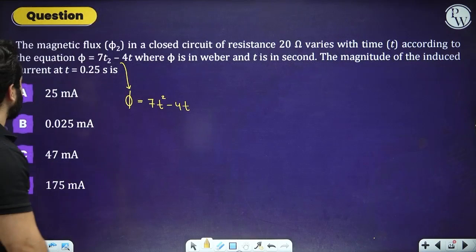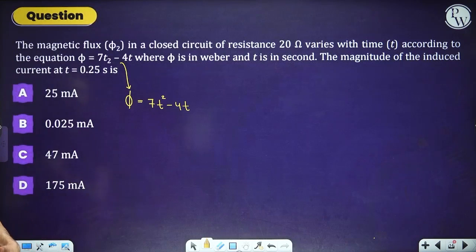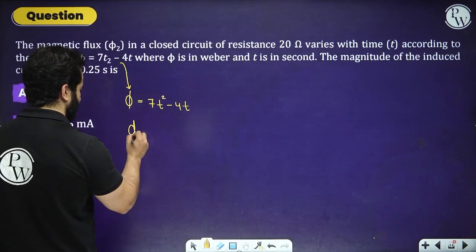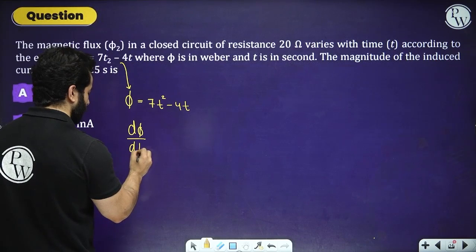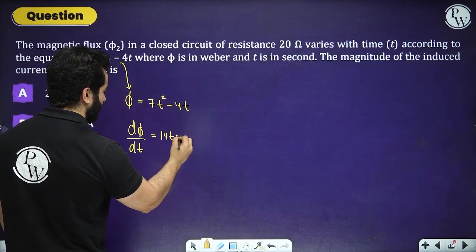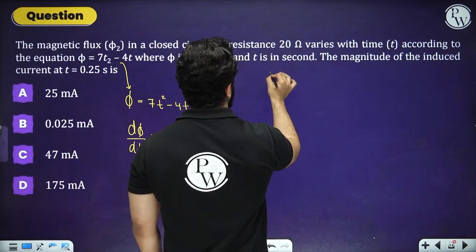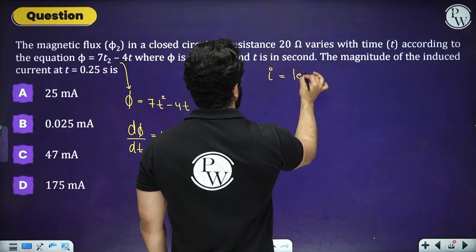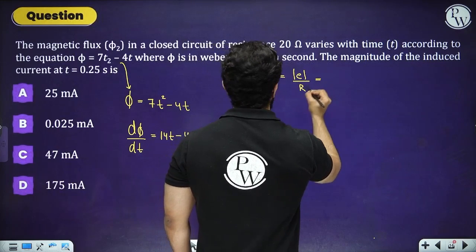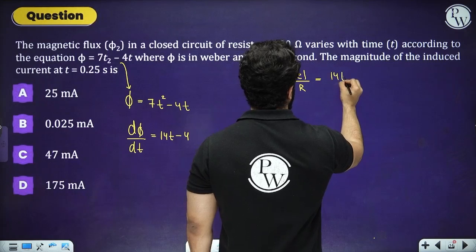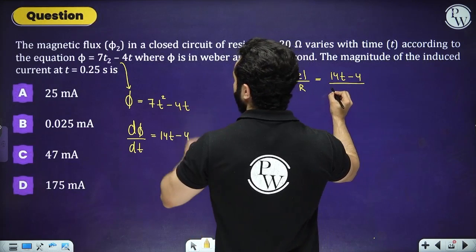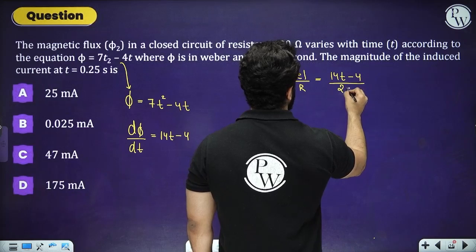The magnitude of the induced current at t equals 0.25 is, right? Okay, let me now check. If this is the d phi by dt, it would be 14t minus 4, right? So if they are talking about the magnitude of induced current, that will be mod E divided by R. So E is nothing but 14t minus 4, divided by R, which is resistance, given as 20.